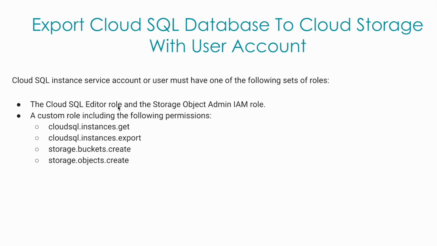The Cloud SQL editor role or the instances.get and instances.export permissions should be assigned to the user account so that the user can access the Cloud SQL instances and get the relevant data. Whereas the buckets.create and objects.create permissions or storage object admin role must be granted to the Cloud SQL instance service account so that this service account can write the export dump into the storage bucket. Now let us see how we can achieve this in the lab.